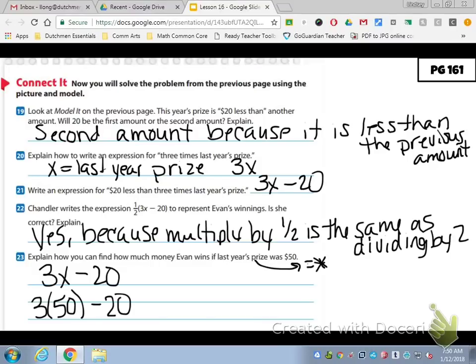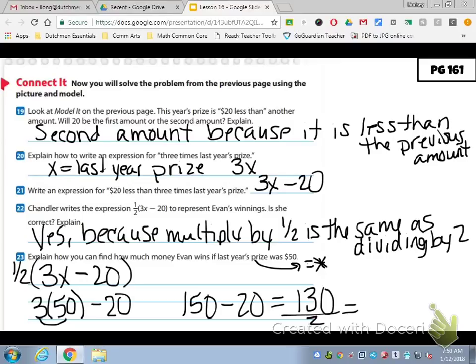So now I can go through and solve it. 3 times 50, because multiplication comes first, is 150. Bring down the minus 20. 150 minus 20 is $130. Now I have to take all this and multiply it by 1/2 or divide it by 2. So when I do that, I would get a total of $65 each.